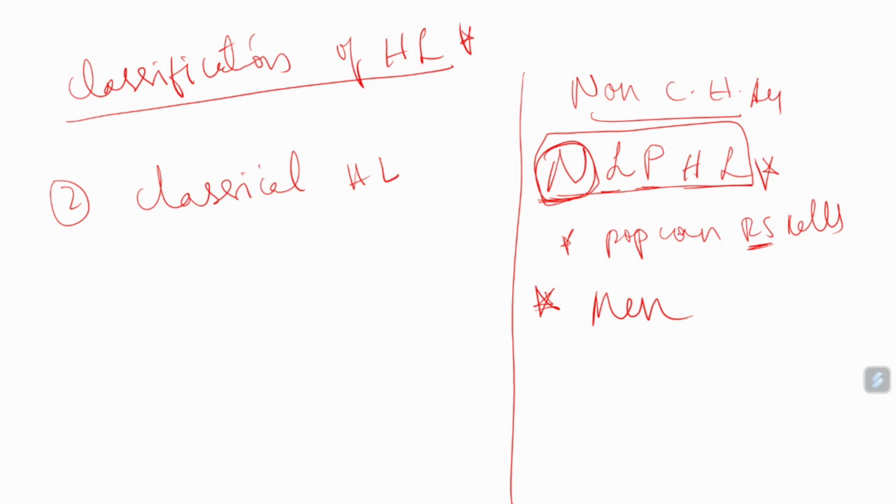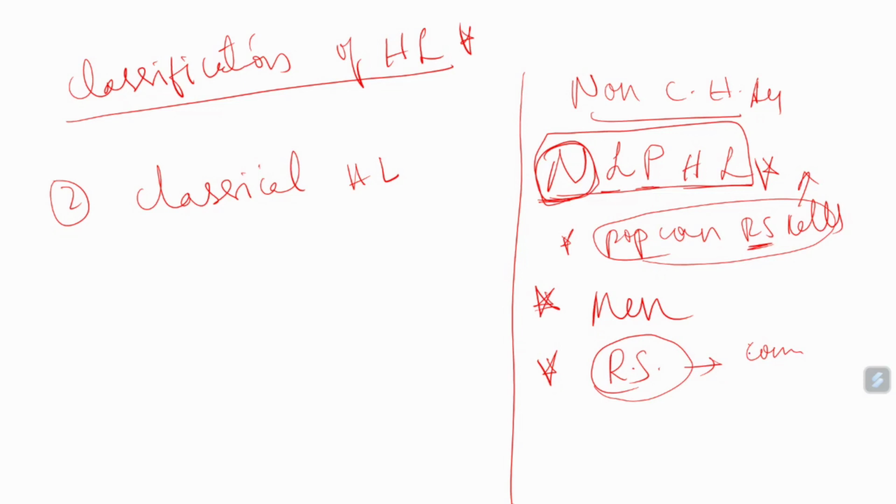In this type, Reed-Sternberg cells are not commonly seen. Popcorn cells are seen, but they are infrequent. If RS cells are seen, they are in the form of popcorn cells only. Mostly in nodular lymphocyte predominant Hodgkin's lymphoma, Reed-Sternberg cells are not particularly seen. But in classical Hodgkin's lymphoma, the Reed-Sternberg cell is very common. This is another important point you have to remember.